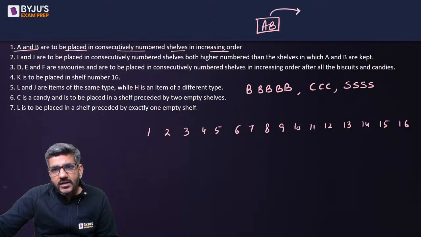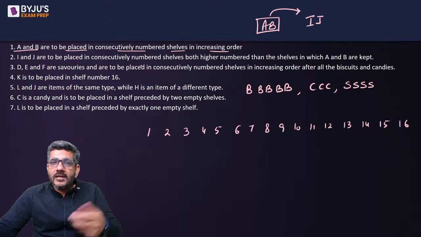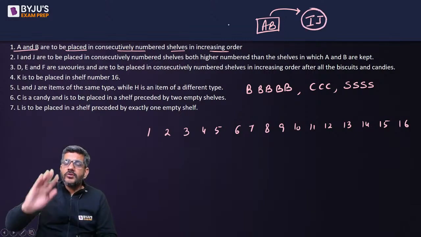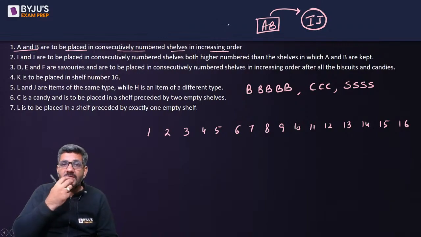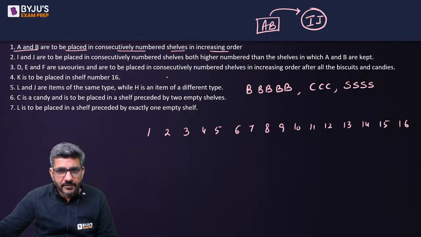So I and J would come after A and B, but he did not say that they should also be kept in shelves in increasing order. That means I can be first, J can be second, or J can be first, I can be second. But one thing is for sure, IJ would come after AB. This also we have to keep in mind.